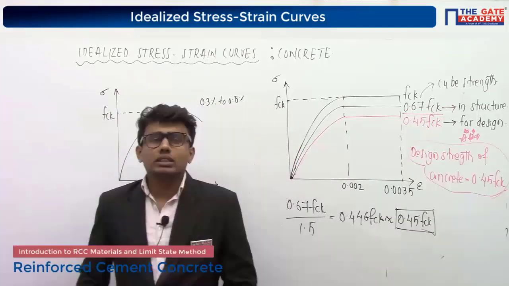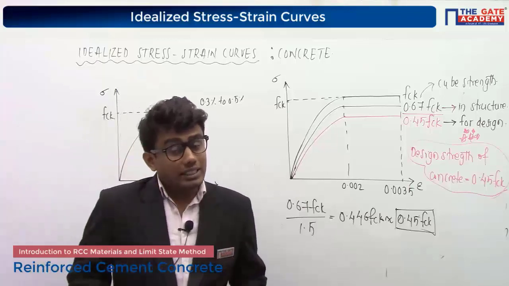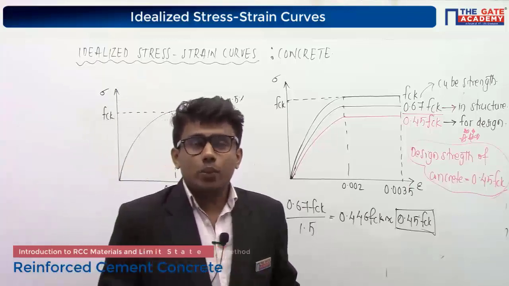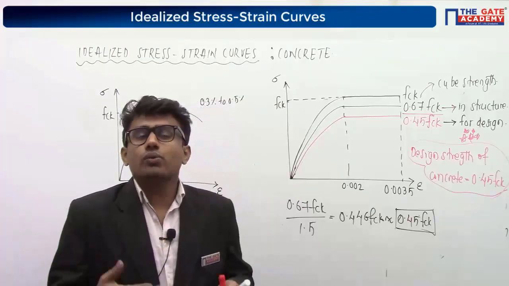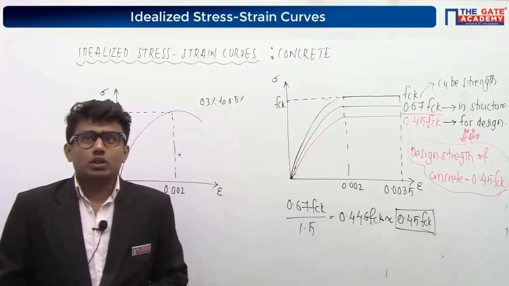For design, the design strength of the concrete will be equal to 0.45 FCK, or 0.446 FCK. Please note it down.